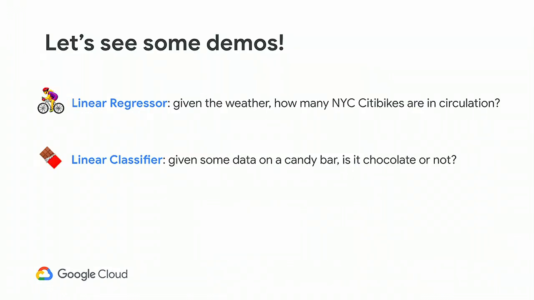So I never like to get too far into a presentation without showing some demos. So we're going to see some demos of 2 different types of BQML models. The first will be a regression model. A regression model just means that our model is predicting a numerical value. So we're going to see, given the weather, how many New York City city bikes are in circulation. And then for our classification model, I've got some data on different types of candy bars, because everyone loves candy. And we're going to see, given some data on a candy bar, is it chocolate or not? So let's go to the demo.